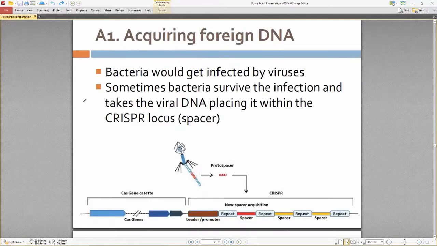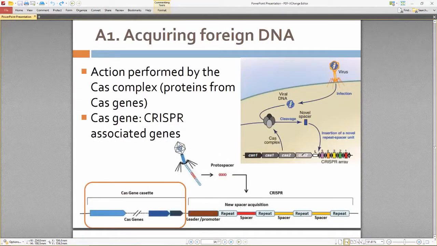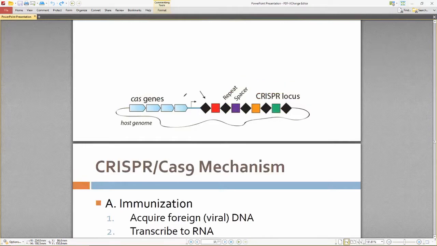foreign DNA. So just by chance, bacteria would get infected by viruses. And sometimes the bacteria actually survives the infection. And then what it does is it takes the viral DNA and places it within the CRISPR locus as a spacer. This action is performed by the Cas complex. They're proteins from the Cas genes that we saw earlier. So over here, the Cas genes.